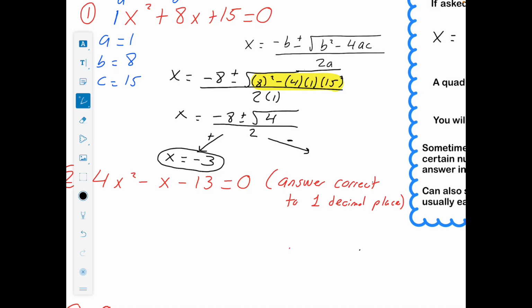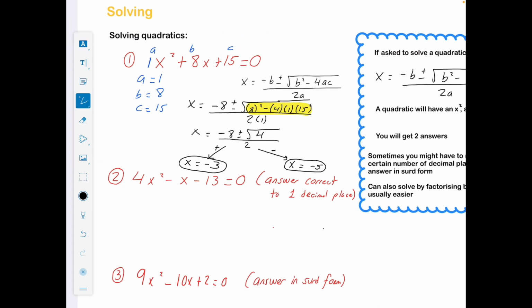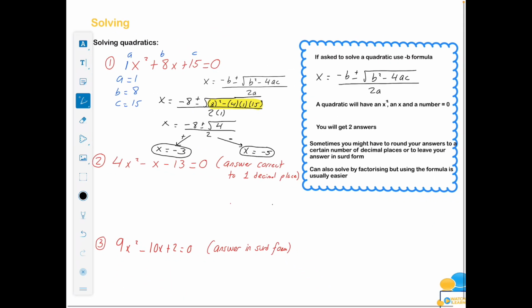I said we'd always get 2 answers. So now we need to change that plus sign to a minus. So you have 2 options. You can use your arrow buttons on your calculator to go up, delete that plus and change it to a minus, or just start again. When you have the minus there, you get out x is equal to minus 5.